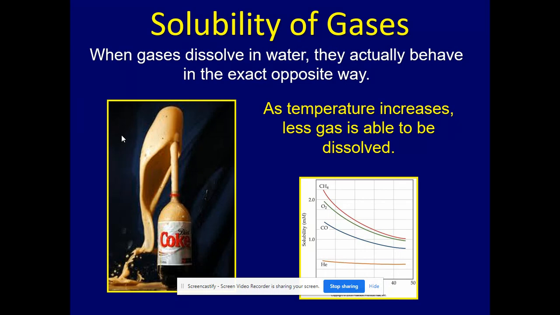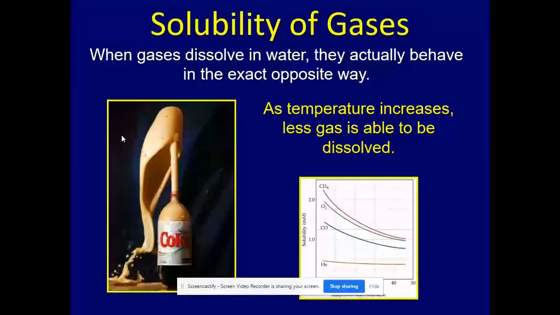As you heat the substance, less gas can be dissolved. If you remember from our Diet Coke and Mentos experiment, as we heated up the Diet Coke, the carbon dioxide gas that creates the explosion wanted to come out more, and we had a larger explosion. That's because the carbon dioxide gas doesn't remain dissolved when the Diet Coke is heated.